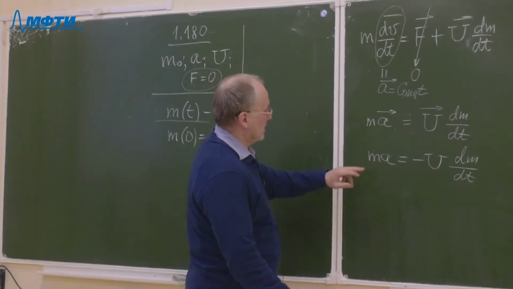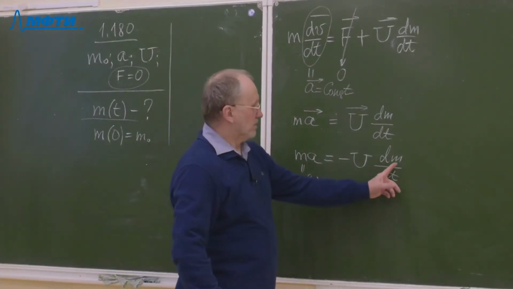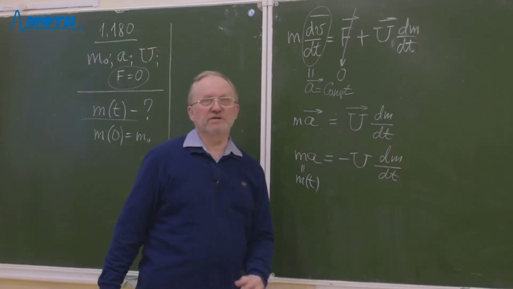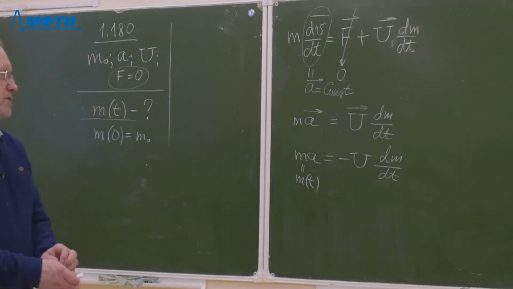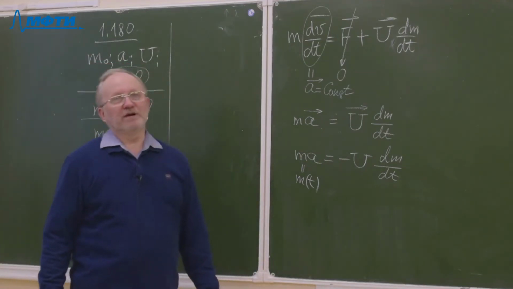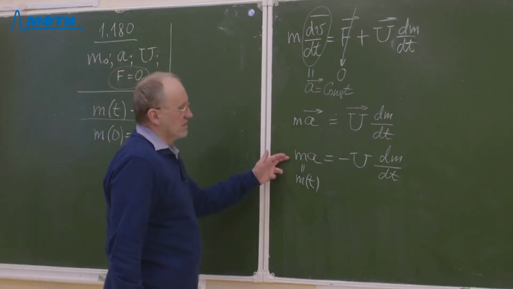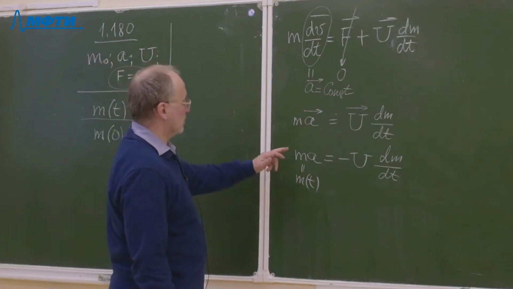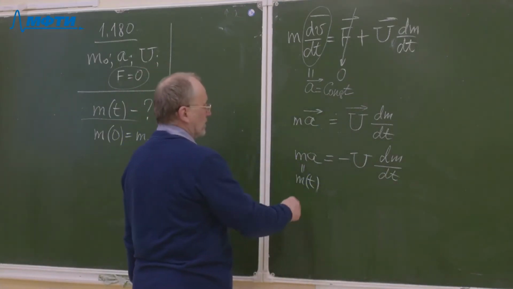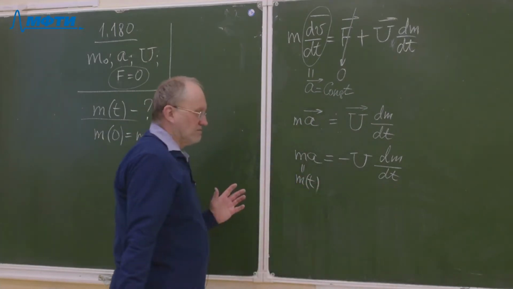This is the function M of t, and this is the derivative of this function with respect to time. We don't know this function, we have to find it. Such an equation is called a differential equation, and there are many different ways of solving different types of differential equations. This simple form can be solved easily by multiplying the equation by dt and dividing by m. That is, by separating the variables.